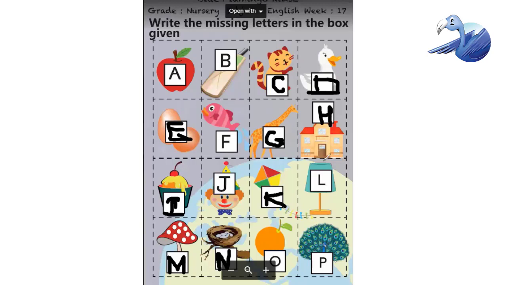So like this, you have to read the alphabet, the phonic sound, and the picture. First, you have to identify the picture, what picture it is. Then you have to pronounce the beginning phonic sound of that picture. Then you will be able to identify the letter. Now let's move to the next worksheet, students.